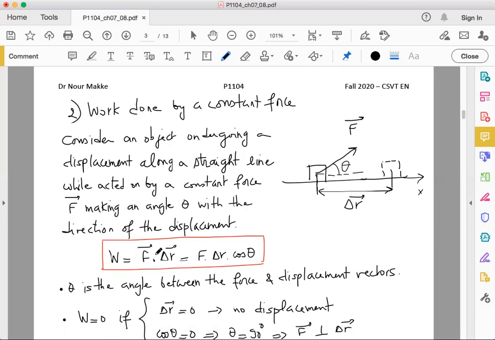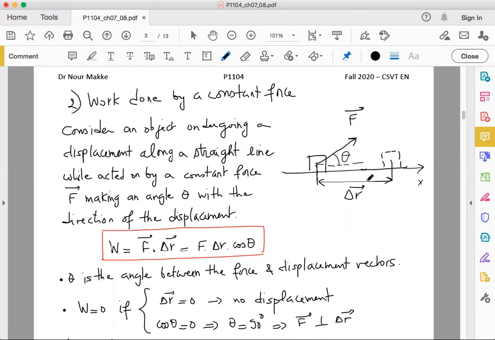How would you define the work in this case? We define the work as the scalar product between the force F and the displacement delta R. By definition, the scalar product is given by the magnitude of the first vector multiplied by the magnitude of the second vector multiplied by the cosine of the angle between the two vectors, force and displacement. So W is equal to F dot delta R. It's equal to F times delta R times cosine theta, where theta is the angle between the force and the displacement vectors, as you can see here.